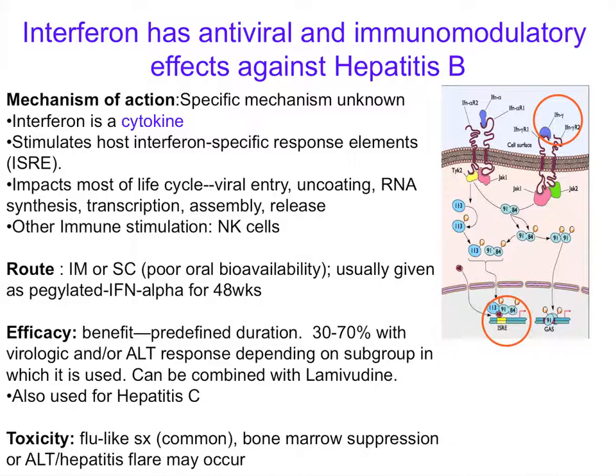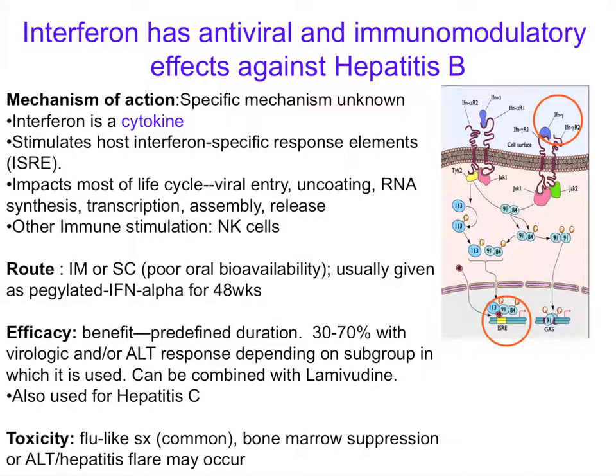In terms of its pharmacokinetics and how we use it and its efficacy, interferon is usually given in its pegylated form, so you'll hear the term PEG interferon quite commonly. It's given for a fairly predefined period, and that's one of its benefits. So unlike some of the other drugs, you give interferon for a specific period of time and then you stop. In patients with chronic active hepatitis B, you can get about a 30 to 70% response in terms of viral suppression or improvements in liver enzyme function. And it's usually given in combination with lamivudine.